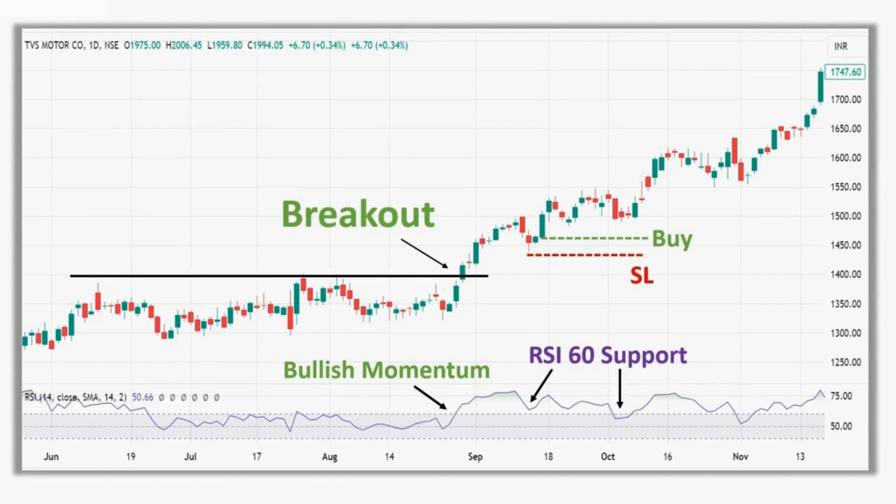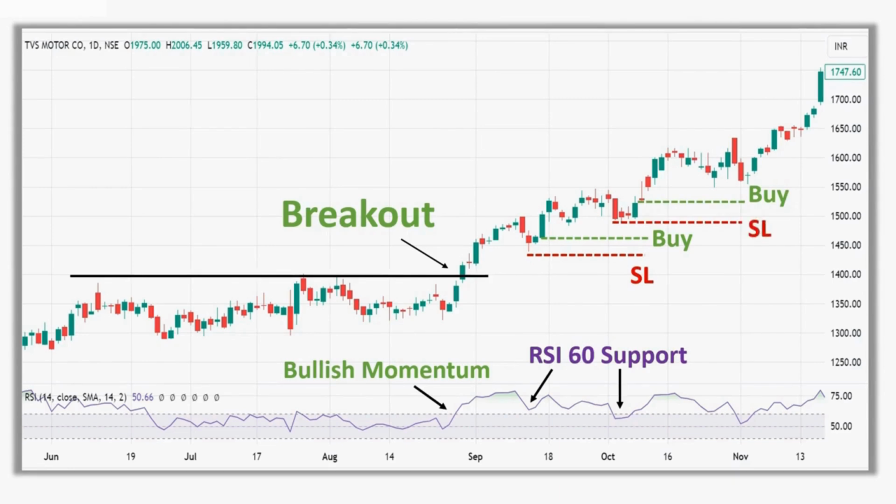So you see, RSI again takes support on the 60 level and we will again look for buying. It is not like every time you will get a properly formed support on RSI. Sometimes there might be an imperfect support, but that is not something highly important for this strategy. So we get a proper buying opportunity after this support, and over here below the swing low, we will place a low risk stop loss.